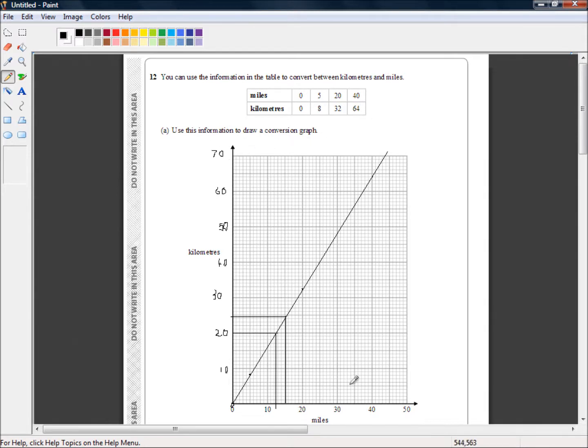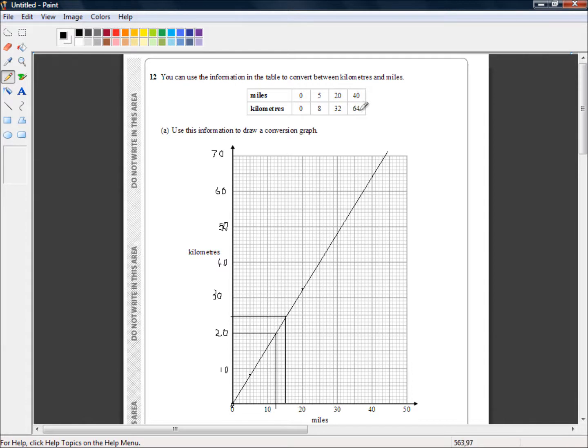Now I've already drawn the conversion graph because I don't draw and write very neatly, and it took me a while to actually write everything in. So the first thing we need to do is to figure out a scale for the y-axis, because this isn't on the paper.